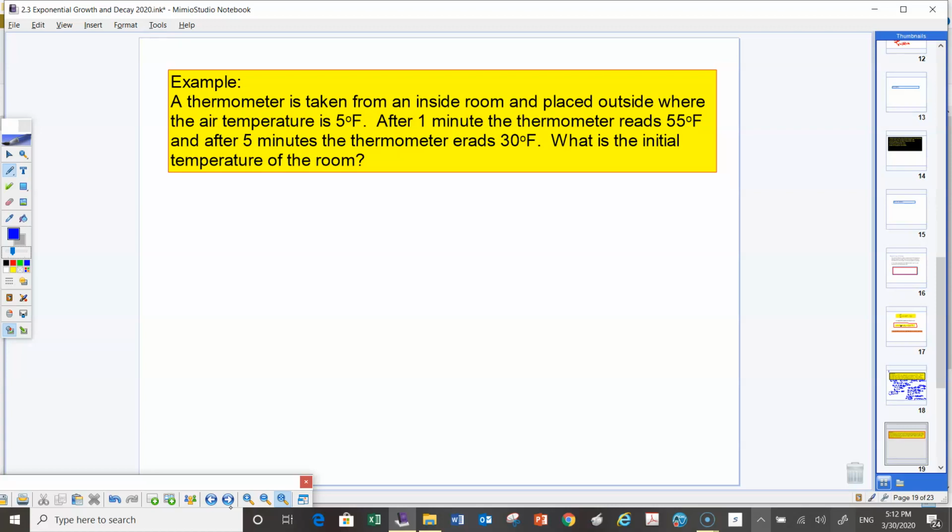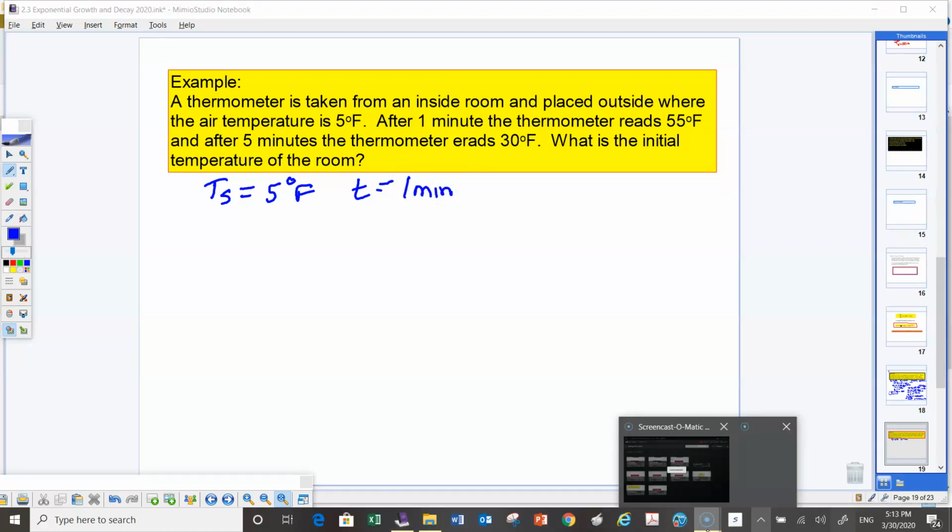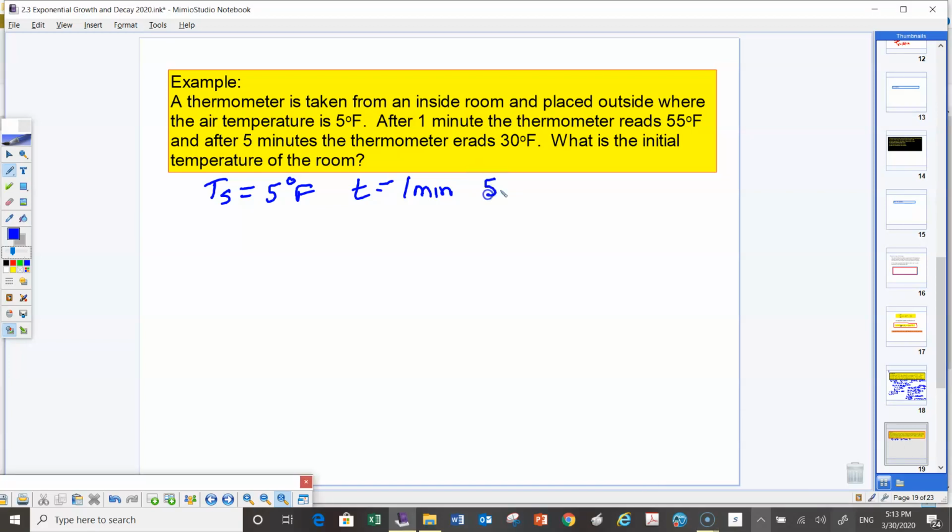So again, let's take a look at what we're given. Okay, the thermometer is taken from inside a room and placed outside where the air temperature is 5 degrees Fahrenheit. So the temperature of the surroundings is 5 degrees Fahrenheit. Our time is 1 minute. And after 1 minute, the temperature reads 55 degrees Fahrenheit, and we're trying to figure out what the initial temperature of the room is.